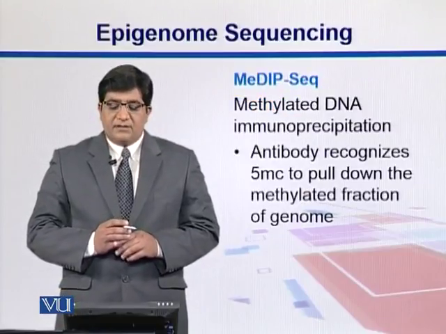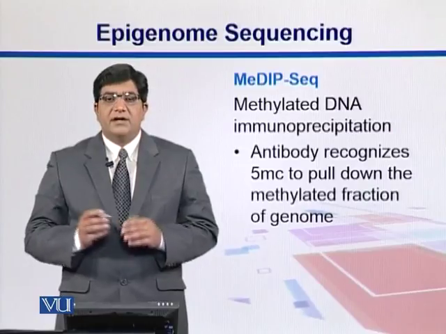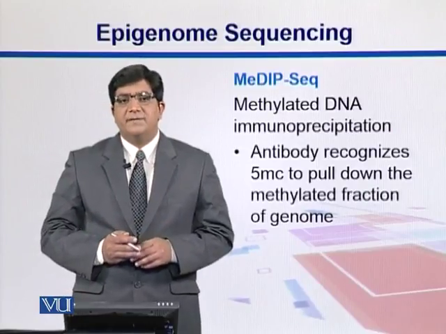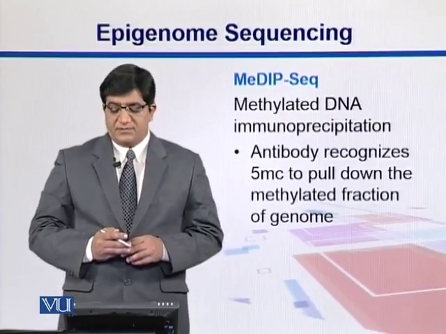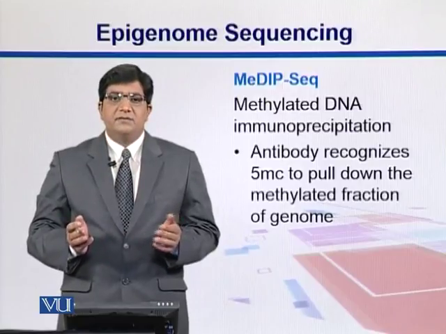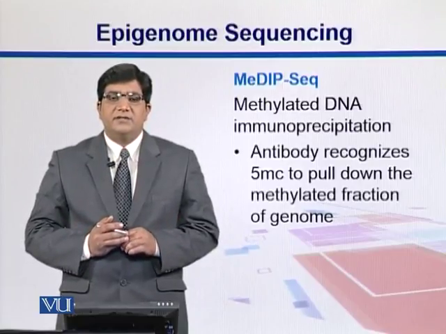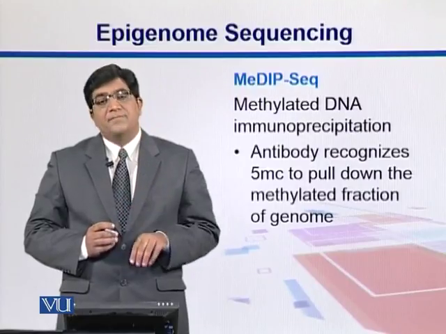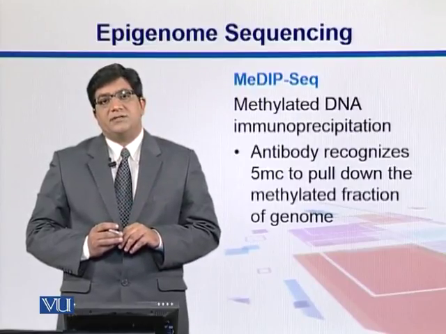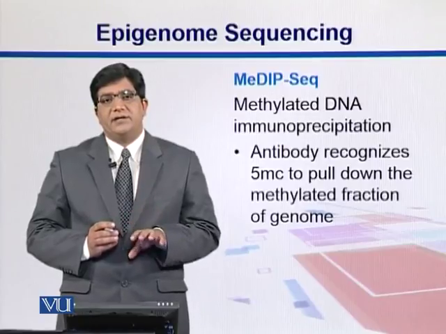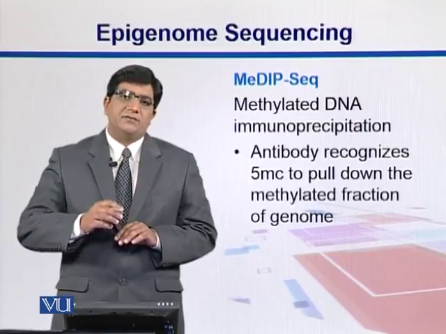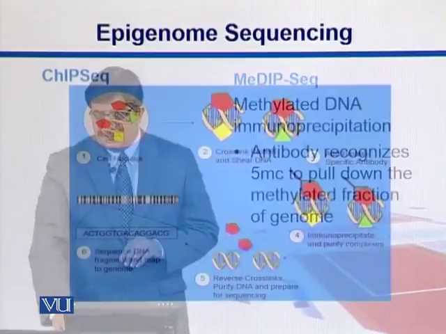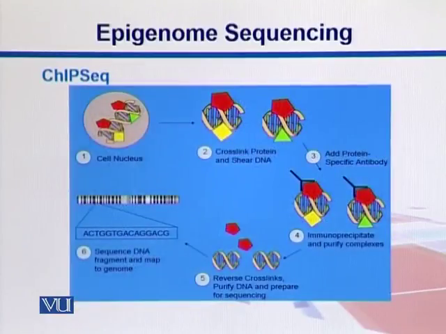In MeDIP-seq, we identify the methylated DNA by immunoprecipitation. We take antibodies, and we design specific proteins which go there and attach to those cytosine residues that have been methylated, and then we design antibodies to capture them. This is related to another technique, ChIP-seq. A similar method is adopted.